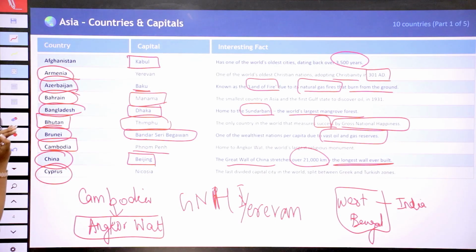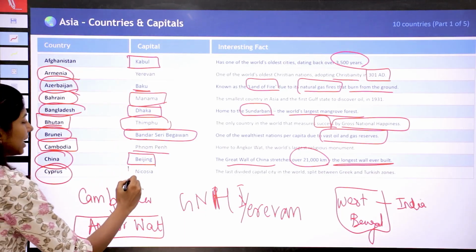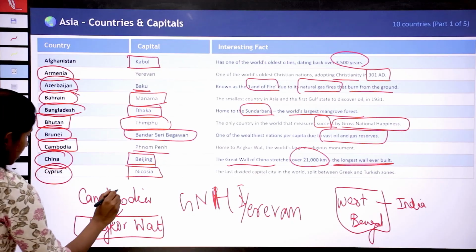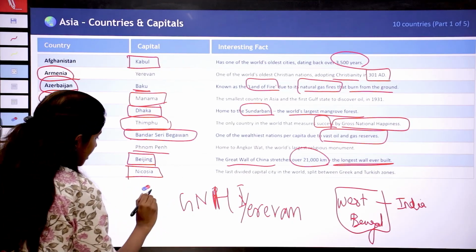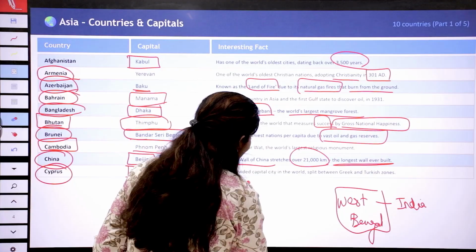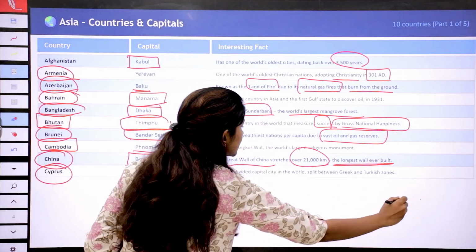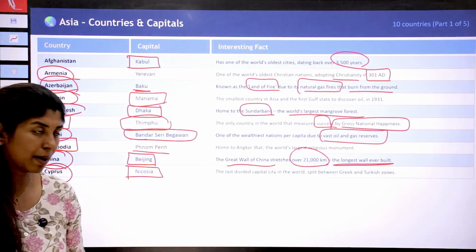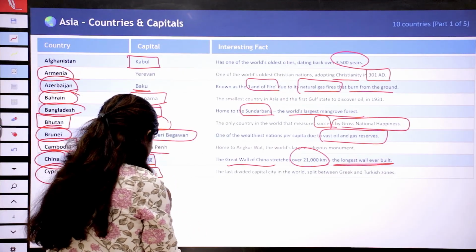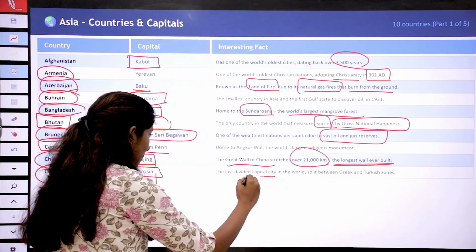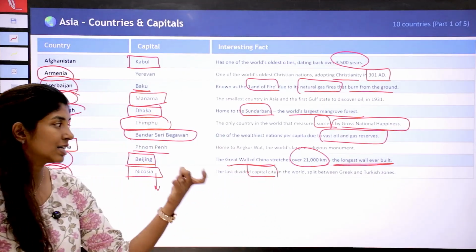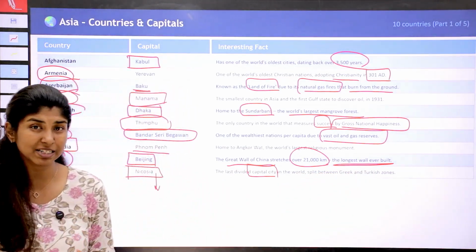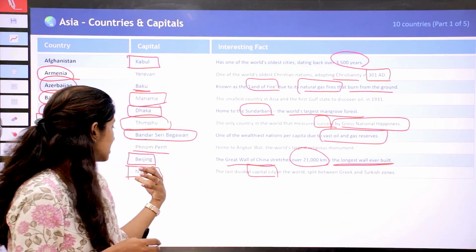Now, Cyprus is a nation with its capital at Nicosia. Another thing you have to remember about Cyprus is that its capital is shared between two nations. It is the only capital in the world that is a divided capital. This is the only capital city in the world that is split between Greek and Turkish zones. So it is a split capital, a divided capital, that is Nicosia.